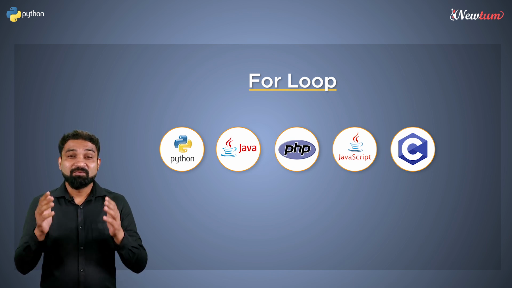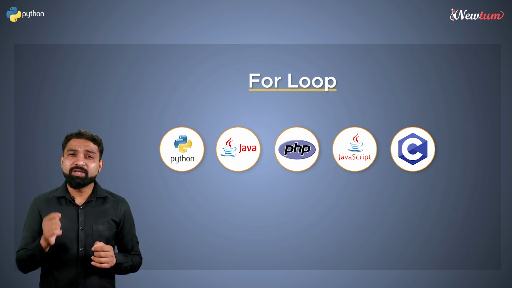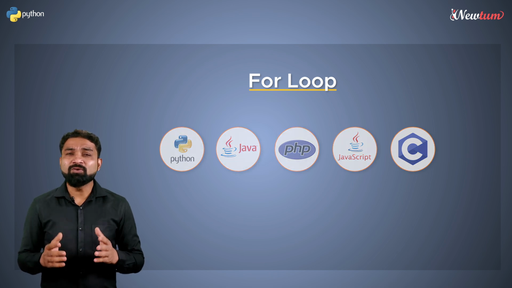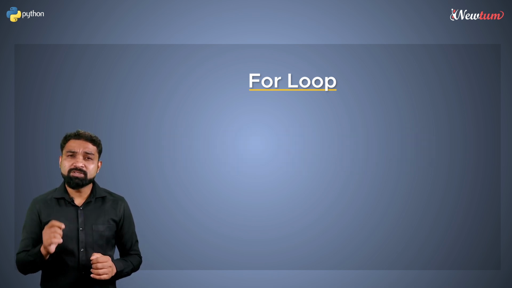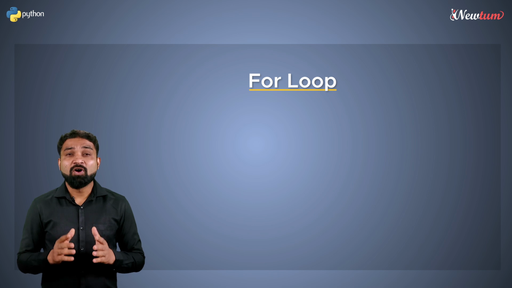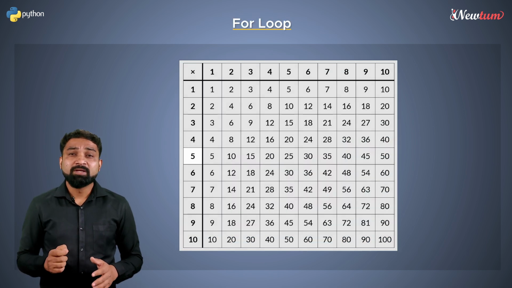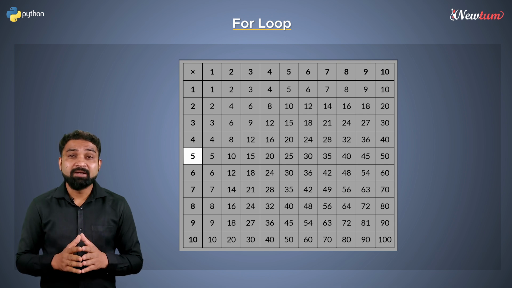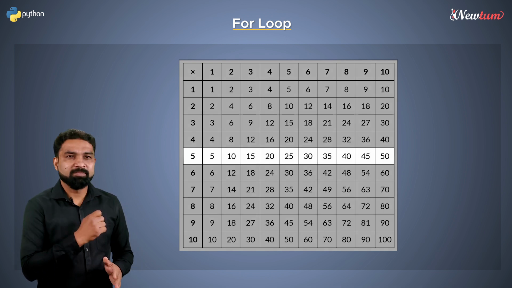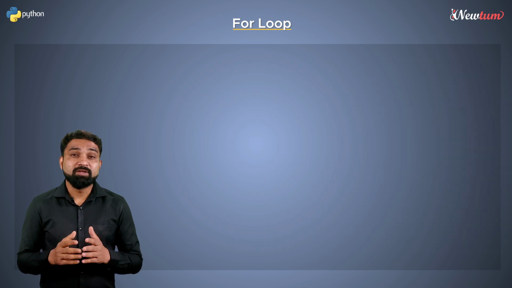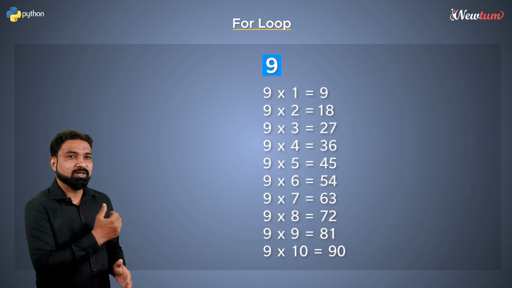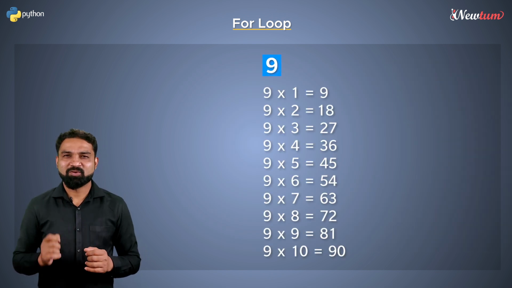Hello everyone, welcome to the Python session, and today we will study a few more examples of for loop. First, we will try a simple example of printing a multiplication table. We will write a program that accepts any number and prints the multiplication table of that number. So, if the number is 9, this will be the output. Let's start writing the program.